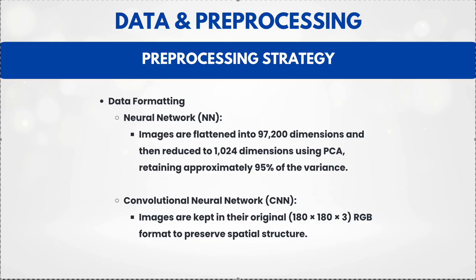Because our two models operate differently, we prepared the data in two formats. For the neural network, images were flattened into about 97,000 dimensions and then reduced to 1024 dimensions using PCA, which retained about 95% of the variance. For the CNN, however, we preserve the full spatial structure and keep images in their original 180 by 180 by 3 format. This difference is critical, as CNNs rely heavily on spatial relationships to extract meaningful patterns.